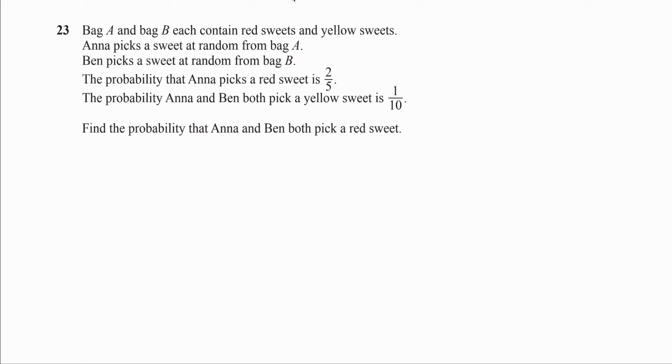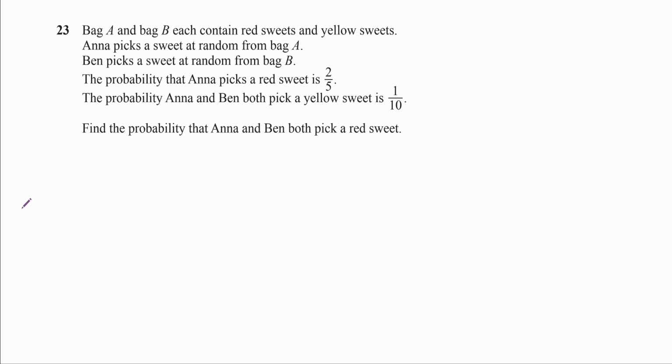So, bag A and bag B contain red sweets and yellow sweets. Anna picks a sweet at random from bag A. Ben picks a sweet at random from bag B. The probability that Anna picks a red sweet is 2 over 5, and the probability that Anna and Ben both pick a yellow sweet is 1 over 10. Find the probability that Anna and Ben both pick a red sweet.